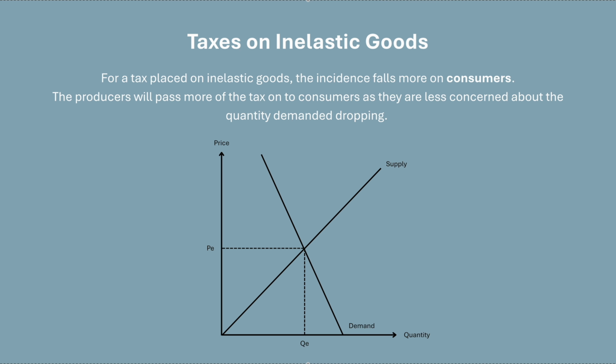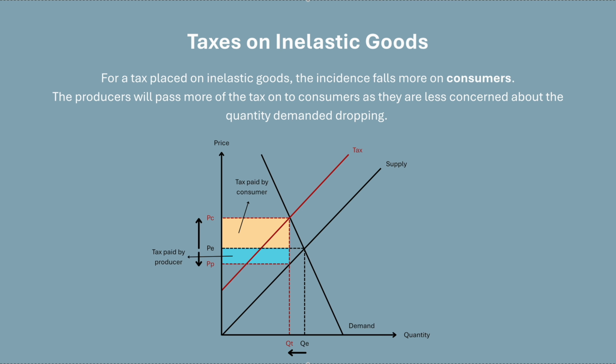Let's have a look at what happens when we draw in the tax. You can see that having a steeper demand curve results in the price consumers pay under the tax, PC, increasing by quite a bit, whereas the price that producers receive under the tax, PP, is only a wee bit less. This results in the tax paid by the consumer being pretty big and the amount paid by the producer being pretty small. So, for a tax placed on inelastic goods, the incidence or the burden falls more on the consumers.